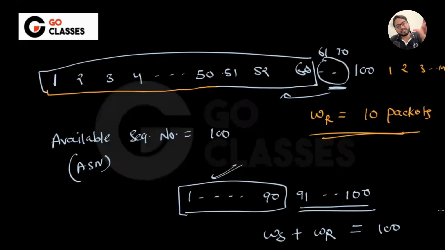So basically the sequence number should be given, some part of it should be given to the sender, some part of it should be given to the receiver. The window size of the sender and receiver cannot be greater than 100, which means combinedly it cannot be greater than 100. Which means if you are sending 100 packets at once, 1 to 100, it will be a problem.